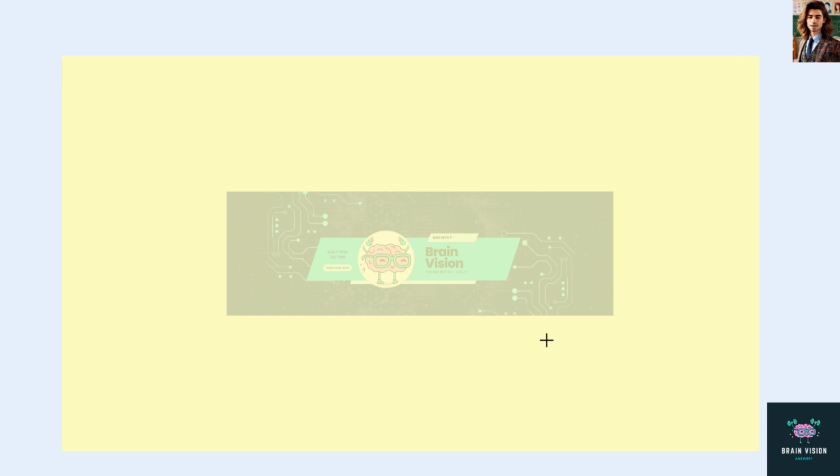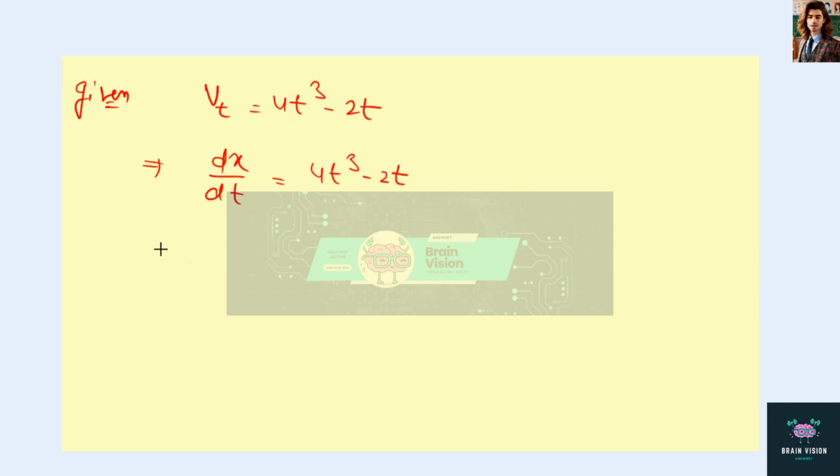So first of all, I am writing the given relation, that is v(t) is equal to 4t cube minus 2t. Now we know that this can be written as dx by dt, and this is equal to 4t cube minus 2t. Now if I integrate on both sides, so this is the integration of dx, or I can write that dx is equal to the integration of (4t cube minus 2t) dt.